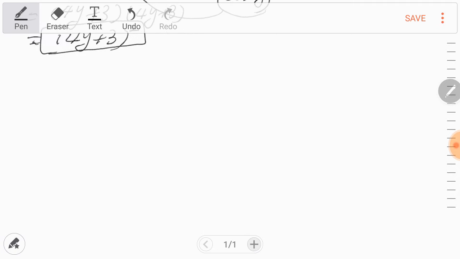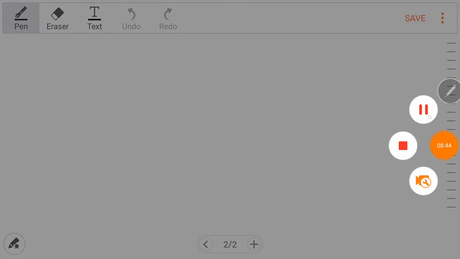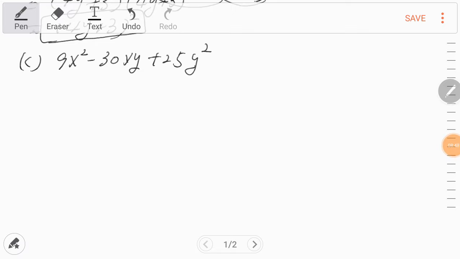Okay, let's try another one. Letter C. This one is a binomial, but look at the variables. The first one is x squared, the last one is y squared, and the middle term has xy together. This is in the right order. If there are two variables, the first term should be x squared, the last term is the square of the other variable, and the second term is the combination of the two variables. Then we can find two factors of the first term. 9x squared can be written as 3x times 3x, and the third term can be written as 5y times 5y. Then do the cross multiply.